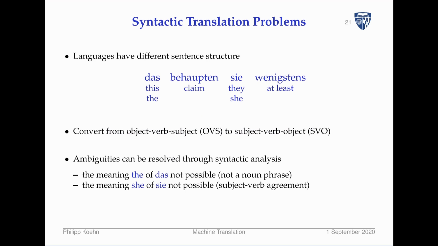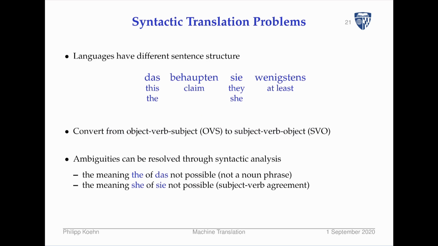Here is an example for a syntactic translation problem. This is a very short sentence, still pretty tricky to translate. So the German sentence is, das behaupten Sie wenigstens. And das means either this or the. Behaupten means claim as a verb. Sie is either they or she. And wenigstens means at least. And you actually have to convert here from a sentence order that starts with the object, then the verb, and then the subject into a sentence that has subject, verb, object order. So the translation should be something like, they claim this at least, or at least they claim this.